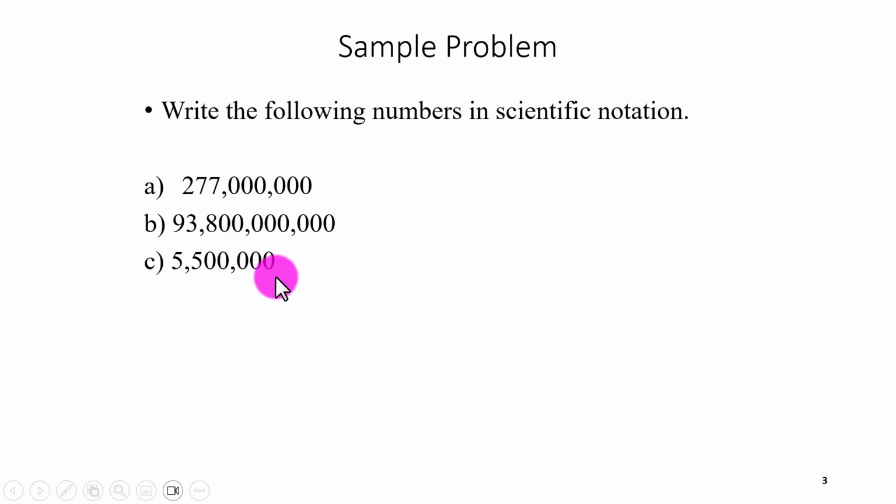Since the decimal point is right at the end of these numbers, you're moving to the left. As you're moving to the left, you will have a positive n for the power of 10. How many places you are moving it to the left is going to give you the actual n value. I will give you some time for you to try these problems.